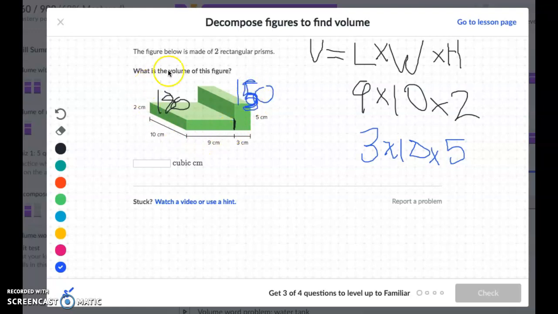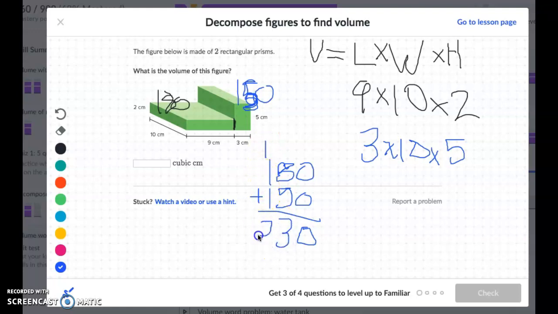So to figure out the volume of the entire figure, I'm going to have to do 180 plus 150. So I'm just adding those two volumes together. So 0 plus 0 is 0. And then 8 plus 5, I know those numbers got sloppy, I apologize, 8 plus 5 is going to be 13. And then 1 plus 1 plus 1 is 3. So my full volume is going to be 330 cubic centimeters.